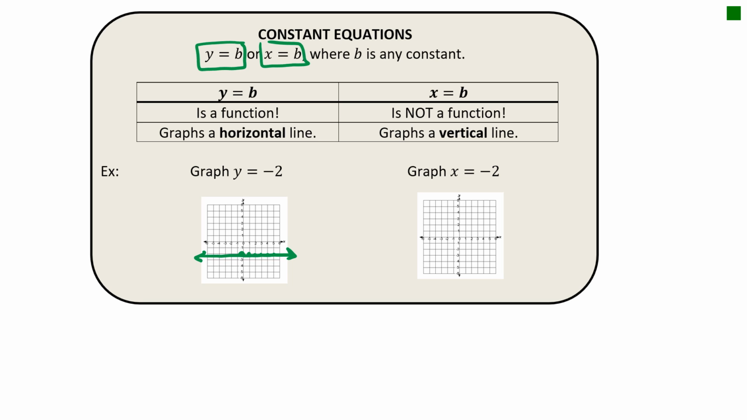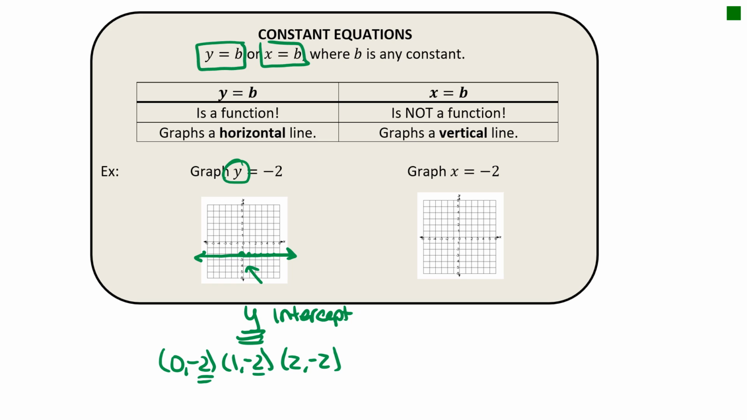Now what I like to notice is what axis does that graph go through? It only has a y-intercept and doesn't go through the x-axis at all. And the only variable in the equation is just y. The points on that equation are going to be like 0, negative 2, 1, negative 2, 2, negative 2. If you notice, all the y's are negative 2.